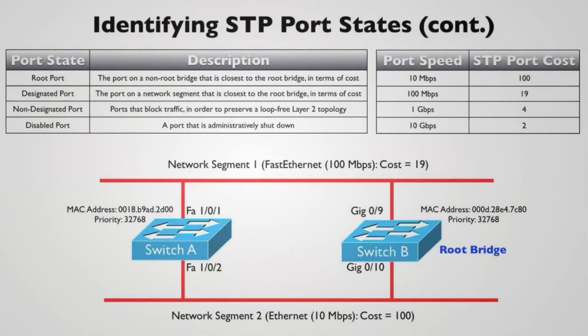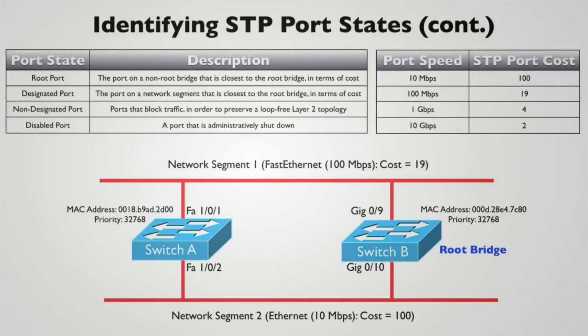We need to define the different port states. First of all, let's take a look at the root port. A root port is a port on a non-root bridge. Switch B is our root bridge. It will have 0 root ports. Switch A, however, is a non-root bridge. It will have 1 and only 1 root port, and it's the port that's closest to the root bridge in terms of cost. And cost, by default, is dependent on the interface speeds.